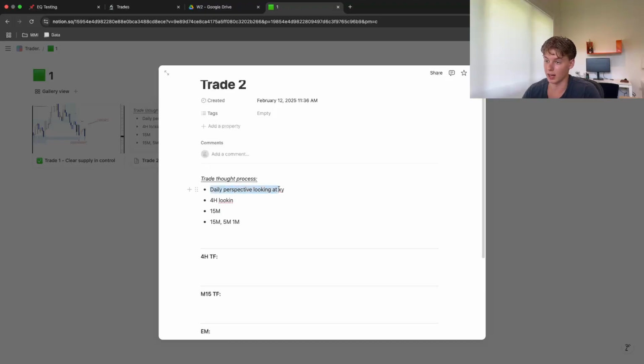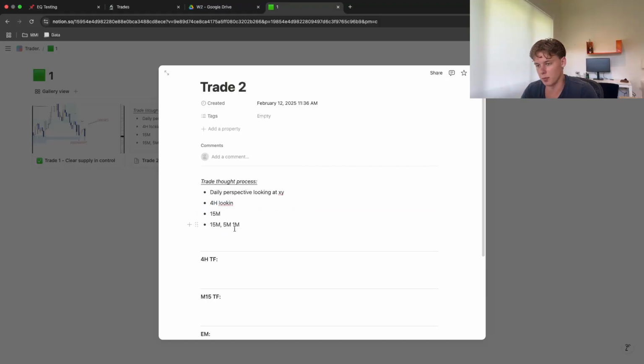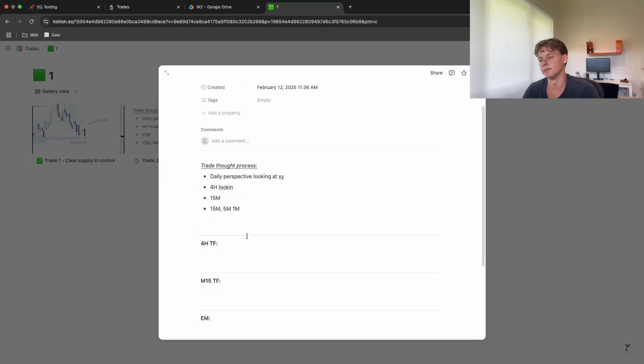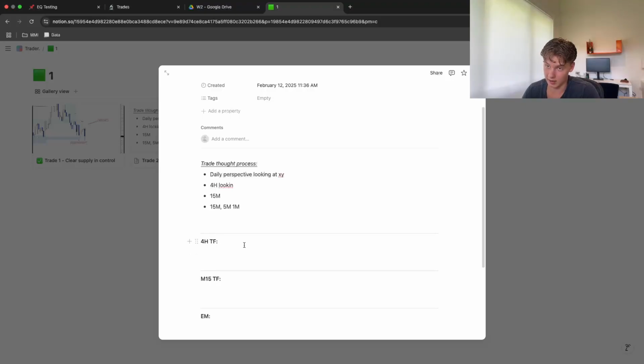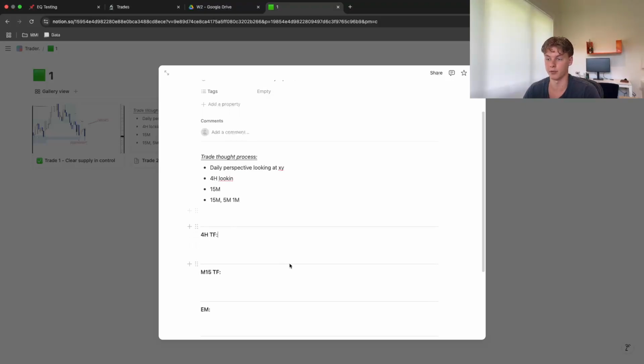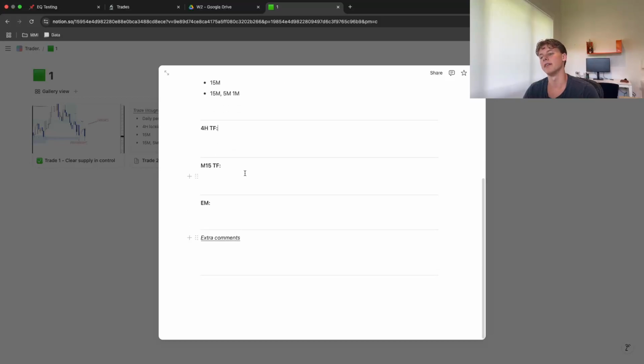So I do daily perspective, looking at this, 4 hour, looking at blah, blah, blah, 15 minute, this is why, blah, blah, blah. And then usually my entry models and criteria are on the M15 or the 5 minute or the 1 minute. Then what I do down here is I post a higher time frame screenshot of the 4 hour time frame for me, and then the 15-minute time frame, and then the entry model, and I usually add some detailed comments in the bottom, and yeah, that's basically what I'm doing.